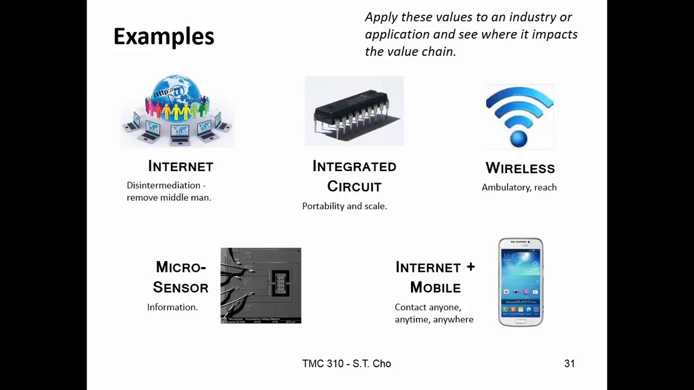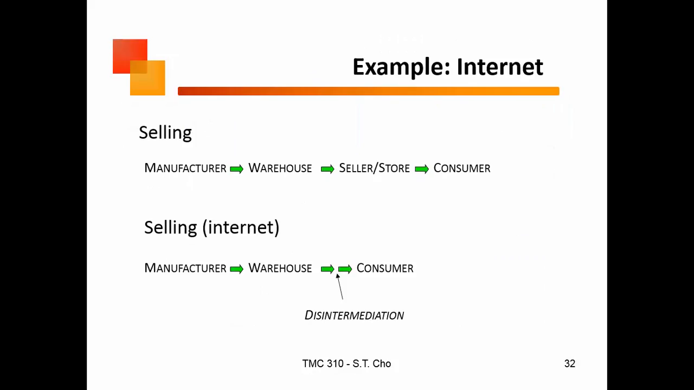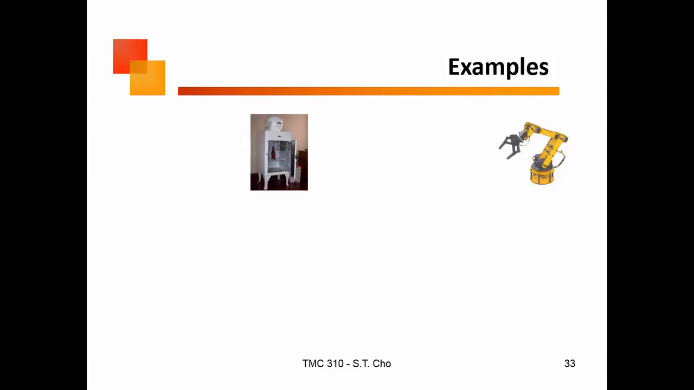And so by understanding these values of technology, how can I apply it to products? An example is when they first started selling online, they realized, guess what? When I sell online, I don't need a storefront anymore. And I can just sell digitally. And so by removing those middlemen, that's what they refer to as disintermediation.